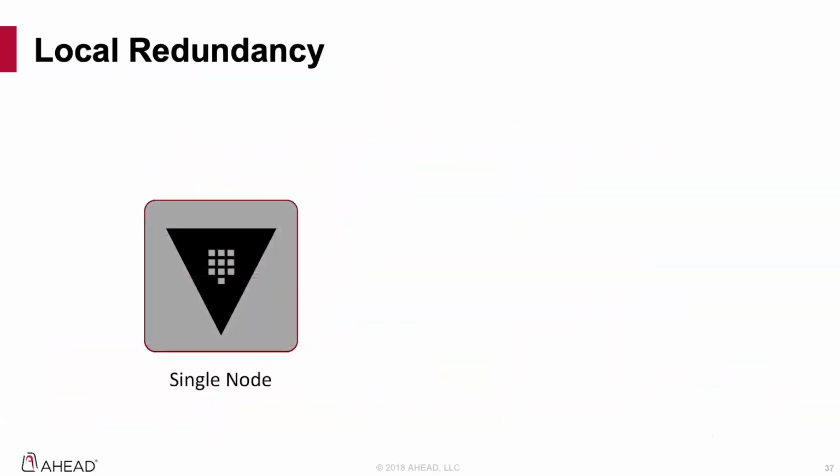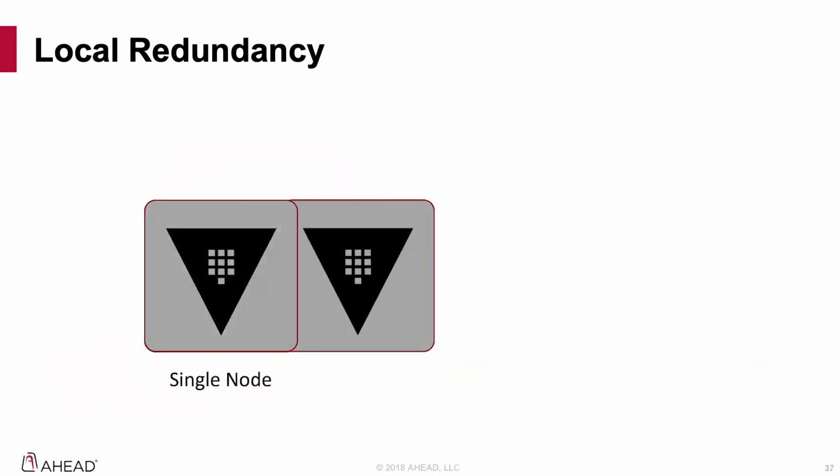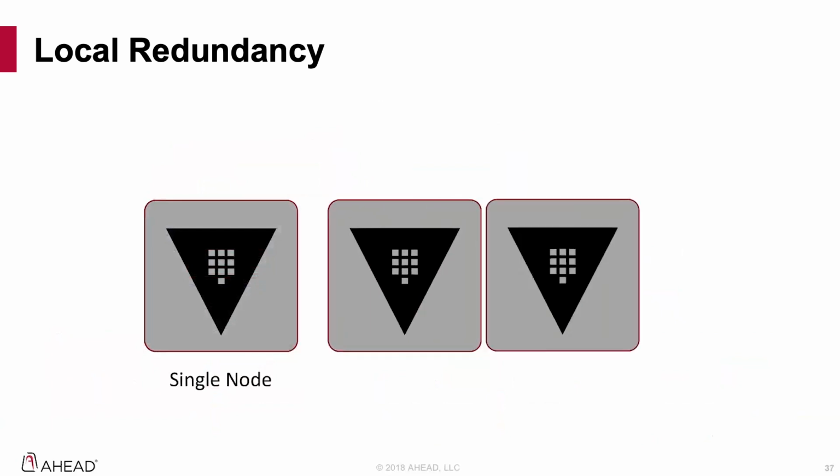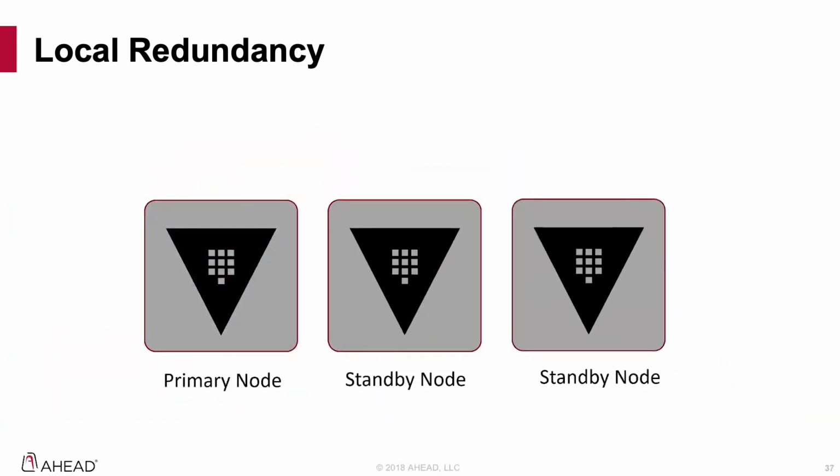So let's talk about local redundancy. You can stand Vault up in a single node if you want to. Obviously it's helpful when you're playing around with Vault, learning Vault, etc. But the easiest way to get local redundancy is to spin up additional Vault servers, form a cluster, and now you have a primary node and multiple standby nodes. You cannot read or write from those local standby nodes. Only the primary node will do that.